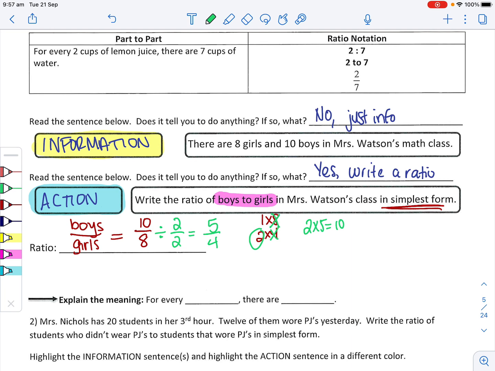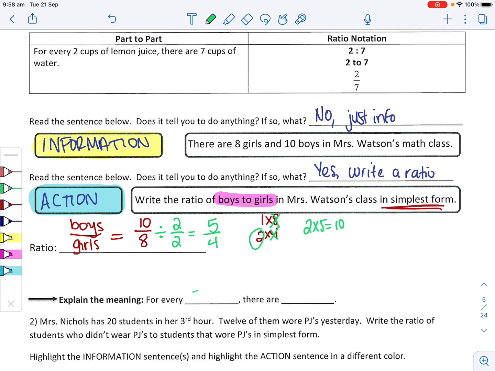Because we are talking about a comparison, we are comparing 2 things, 2 parts, we are going to leave it as an improper fraction so that we can explain what it means. So down here at the bottom it says explain the meaning, and it says for every blank there are blank. And in a part-to-part ratio, we're talking about a comparison of 2 parts. So for every something of this part, there is or are something of this part.